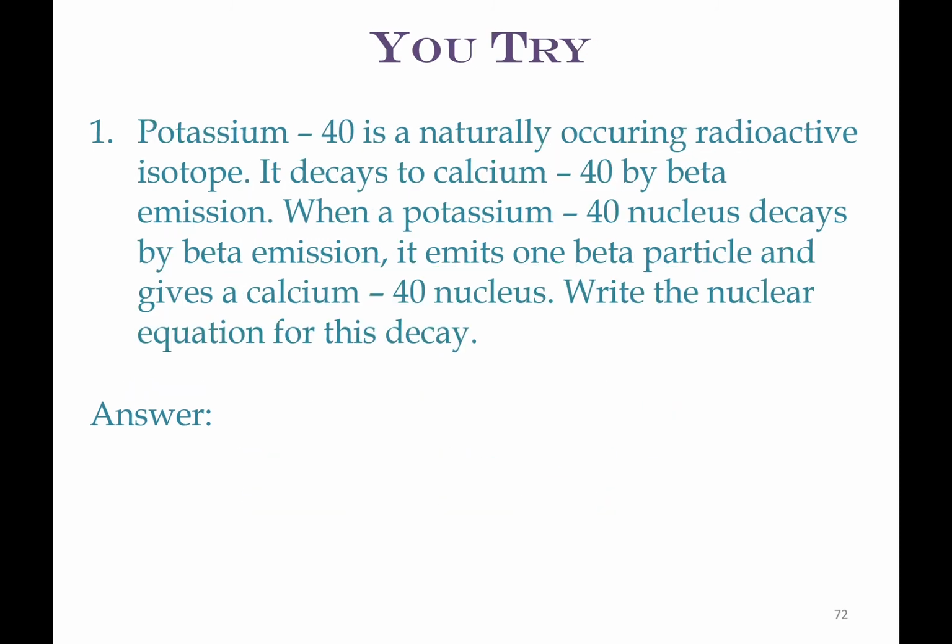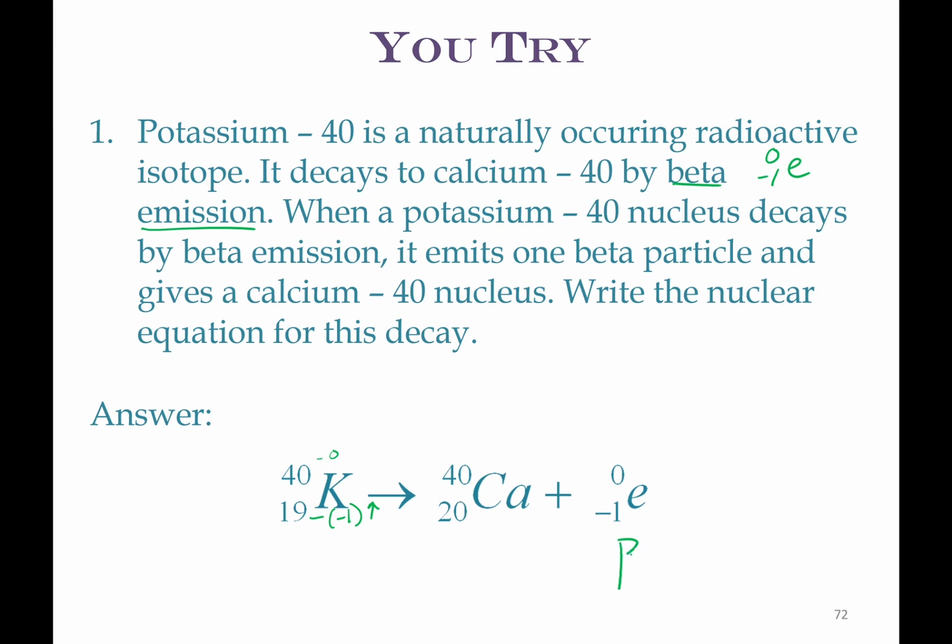All right. Potassium-40 is a naturally occurring radioactive isotope. You try this, so pause it and try it. It decays to calcium-40 by beta emission. Do you know what beta emission is? Beta emission is an electron, right? When a potassium-40 nucleus decays by beta emission, it emits one beta particle and gives a calcium-40 nucleus. Write the nuclear equation. So we're going to say potassium-40 minus 0 gives us 40, and 19 minus negative 1 is going to go up by 1 to 20, and we get calcium, and then this is our beta particle.